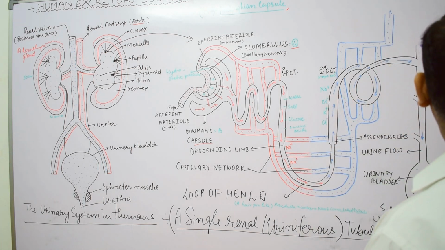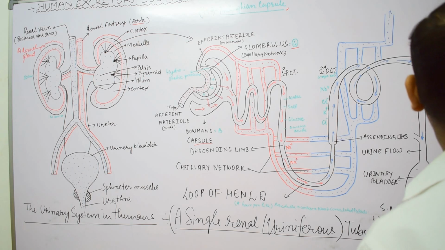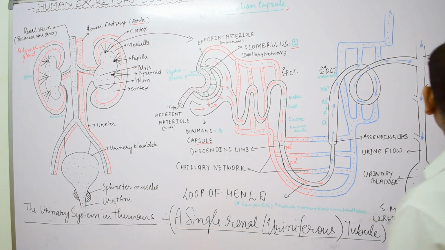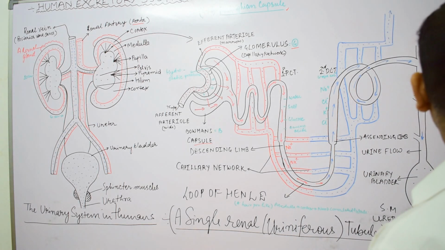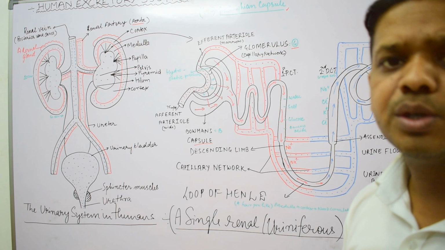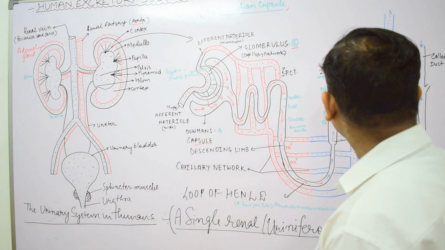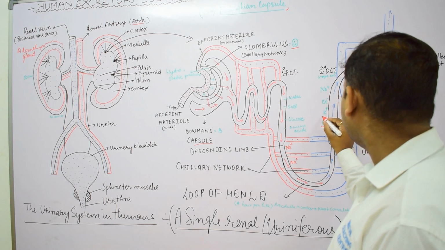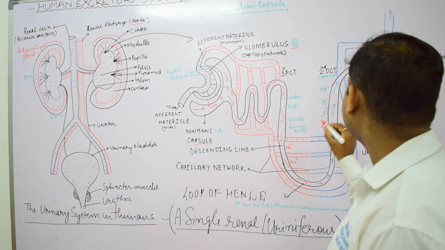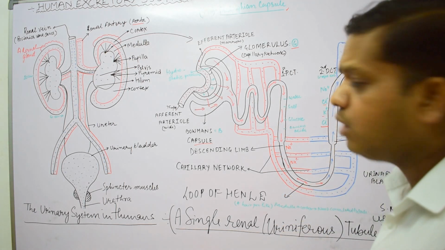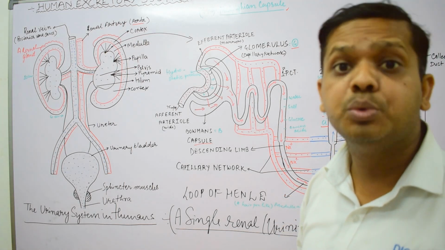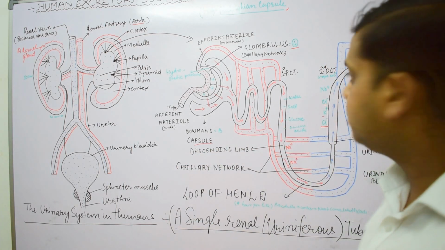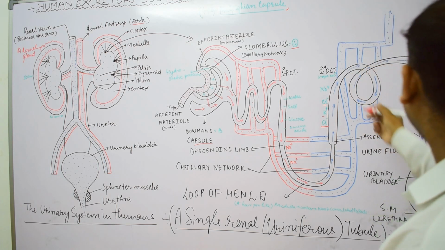Now we'll understand the function of the distal convoluted tubule. The first function is that it helps in reabsorption of chlorine and water. Here chlorine, water and also potassium are reabsorbed. It also helps in the formation of urine. The distal convoluted tubule is broader and highly coiled.